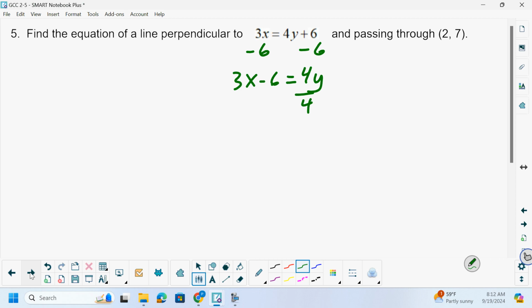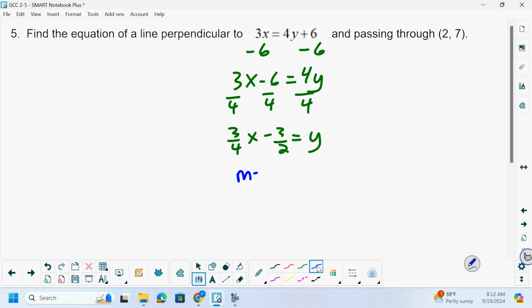Next we'll divide everything by 4. So we'll have 3/4 x, because 4 does not go into 3 and it does not reduce. 4 doesn't go into 6, but it does reduce. You can divide them both by 2, so we get negative 3/2 equals y.